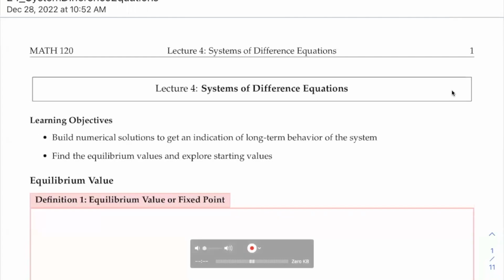Hello everyone, this is lecture 4, System of Difference Equations. In the last few lectures, we looked at difference equations individually. Now we're going to combine difference equations into a system. We'll view some system of difference equations from an example, and build the numerical solutions to get indications of the long-term behavior of the system. We'll also find the equilibrium values and explore the starting values, or initial conditions.